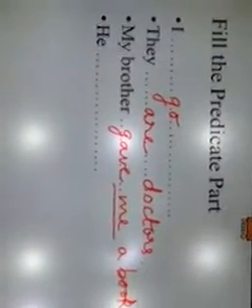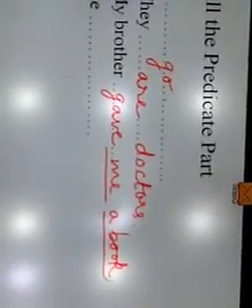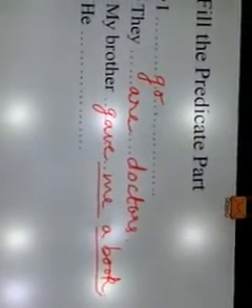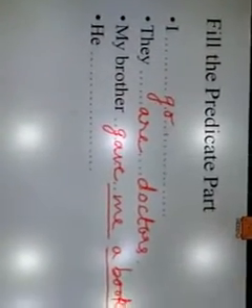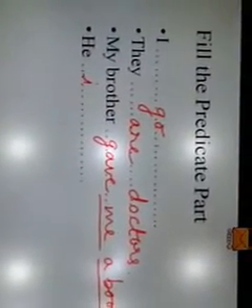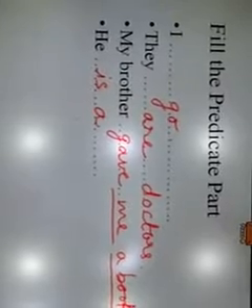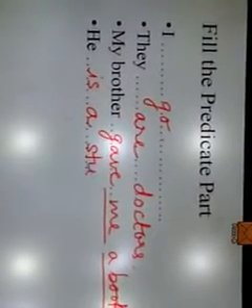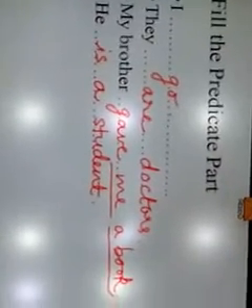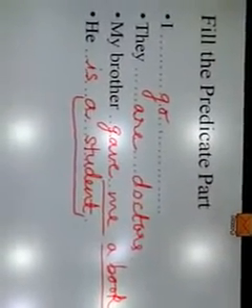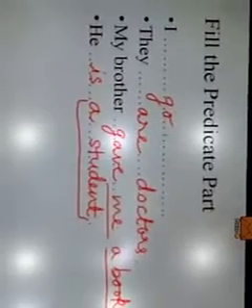Here me is the indirect object. A book is the direct object. We have two objects in this predicate. He is a student. This is an example of object with complement. This way you can do many more exercises.